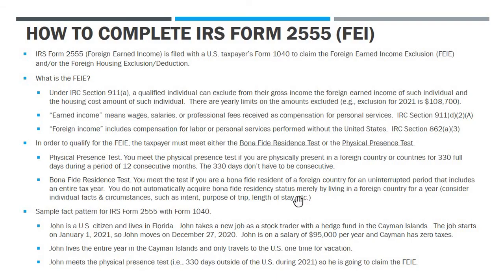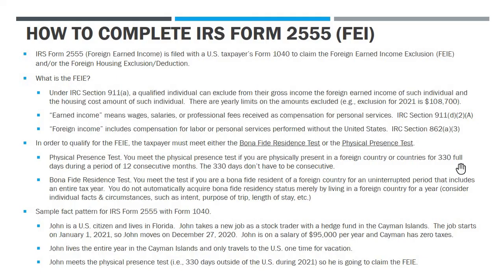Now, the foreign earned income exclusion, in order to be able to take this, you have to meet one of two tests. Okay, so you got to meet either the bona fide residence test or the physical presence test. So what's the physical presence test? Well, the physical presence test, you meet this if you're physically present in a foreign country or countries. So it can be one or more countries. You just have to be out of the U.S. And you've got to be out of the U.S. for 330 full days during a period of 12 months.